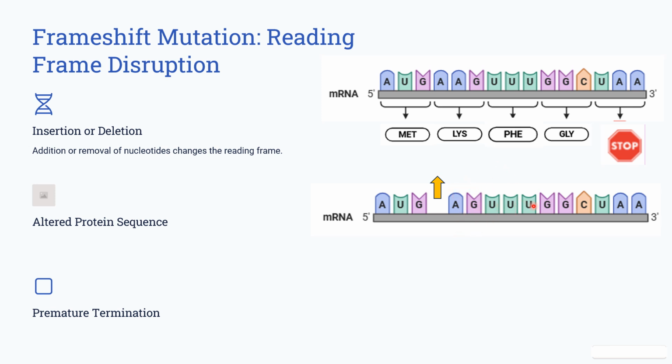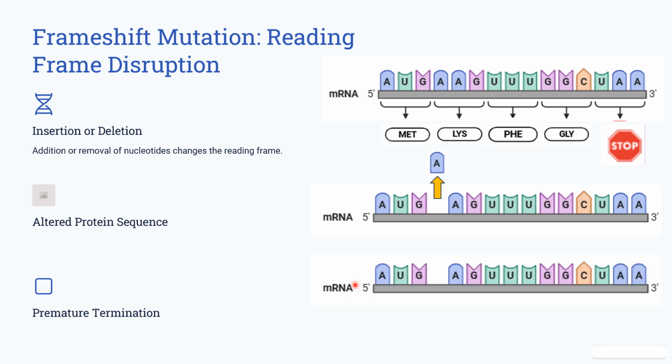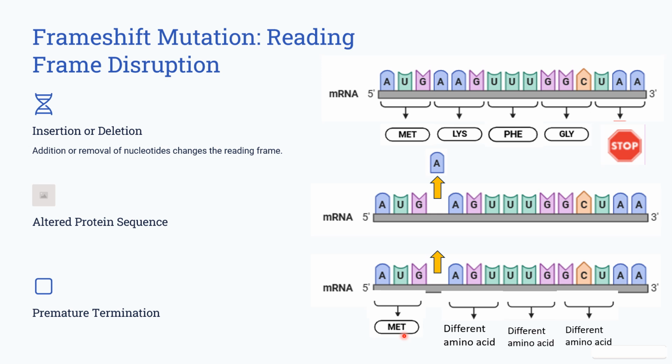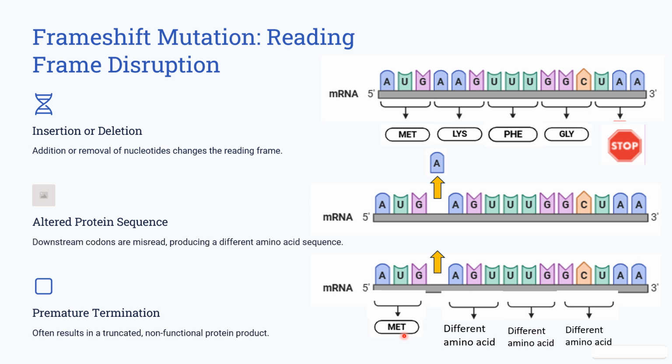Similarly, the next codon will code for another new amino acid. So finally, the final product will be a totally new protein. Sometimes this can also result in premature termination, apart from producing the altered protein sequence. So here it is being deleted. Therefore this is producing methionine, but then all these are producing entirely new amino acids, resulting in totally different proteins.